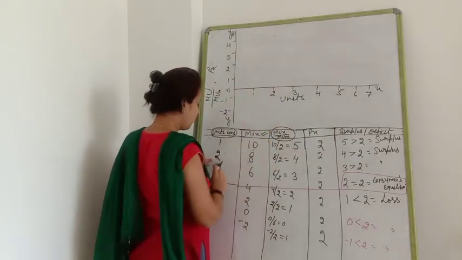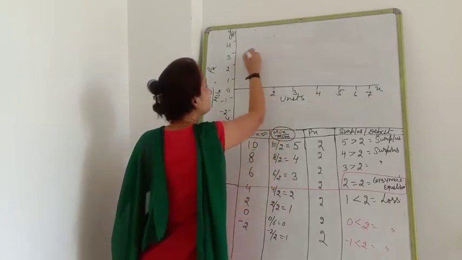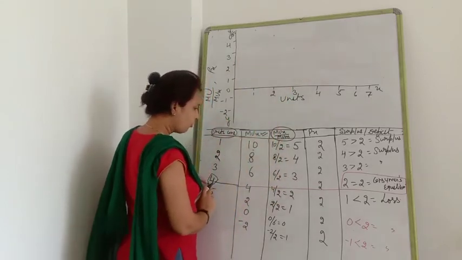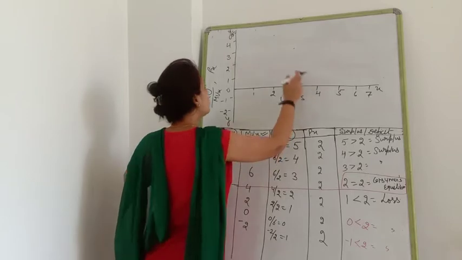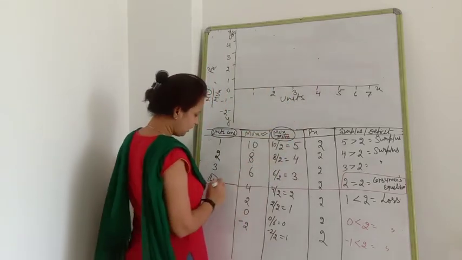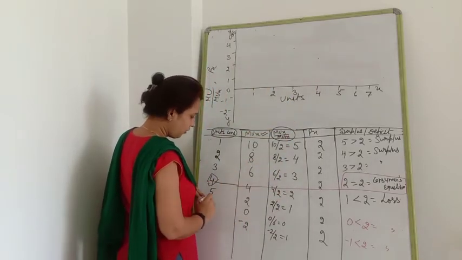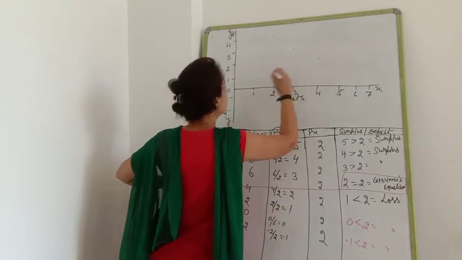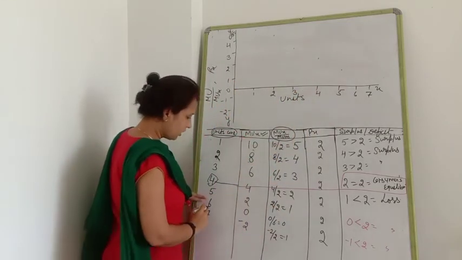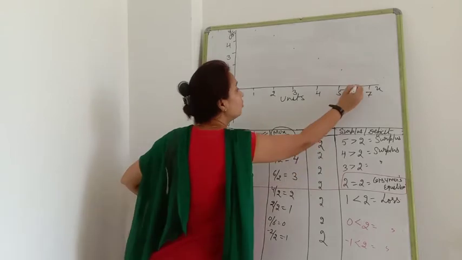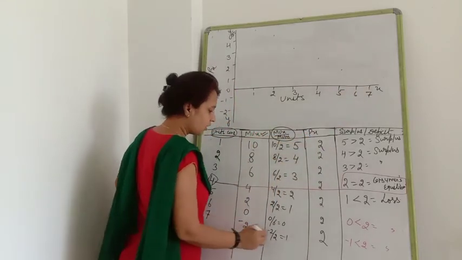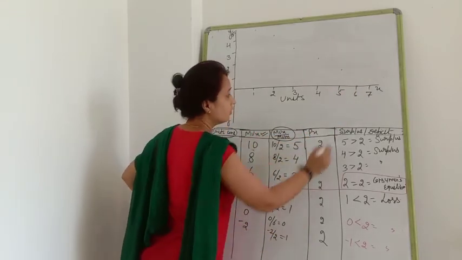At second unit, how much is there? 4. At third unit, how much is there? 3. At fourth unit, all of you know how much is there? That is 2. You can see fourth unit 2. At fifth unit, it is 1. At sixth unit, it is 0. And at seventh unit, it is -1.